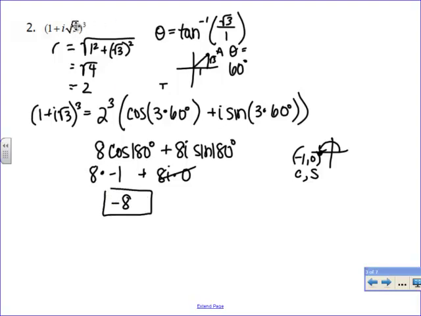So I just want to point out that you can end up with a real number from powers of a complex number, because part of it was real and part of it was imaginary. And if you take certain powers of imaginary numbers, you can end up with real numbers.